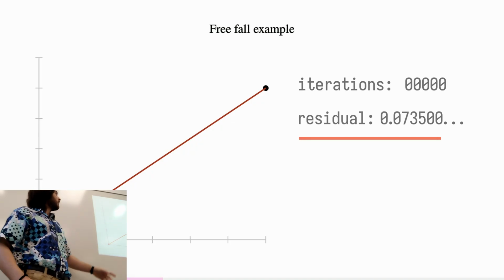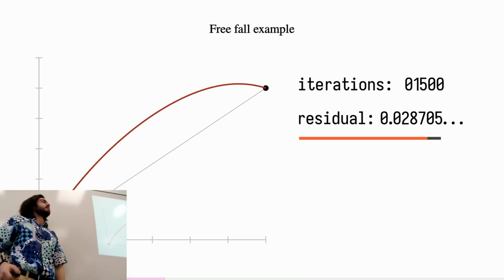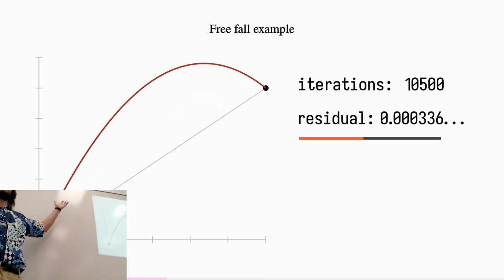So we have a start point and an end point, and if we let the algorithm run, we're going to see that it converges quickly to a parabola, which is exactly what we expect in a free-fall example.